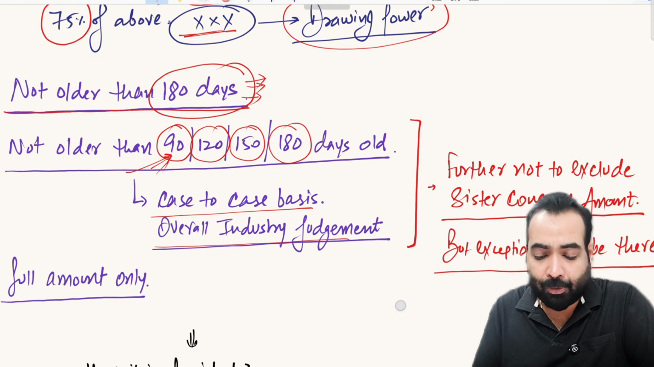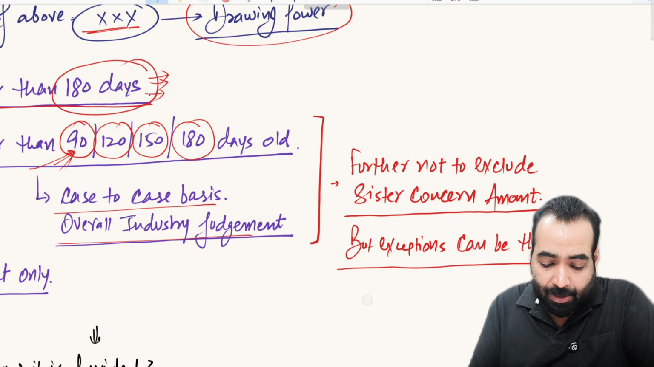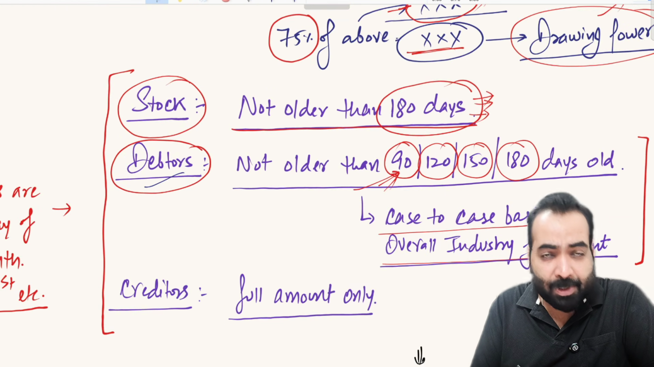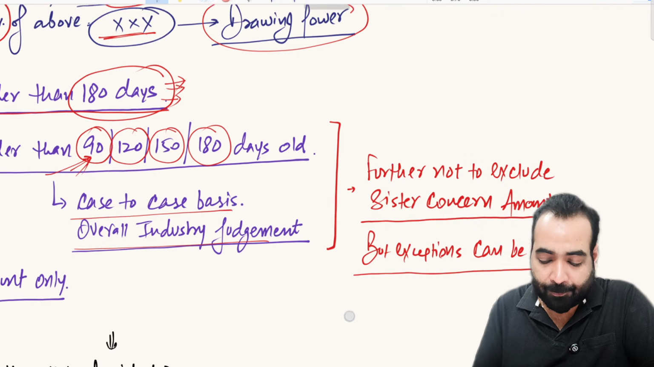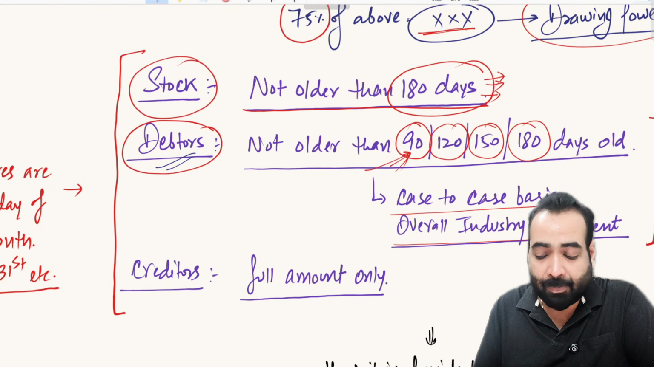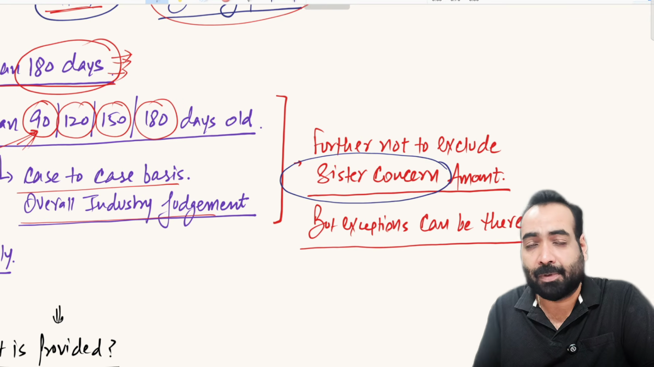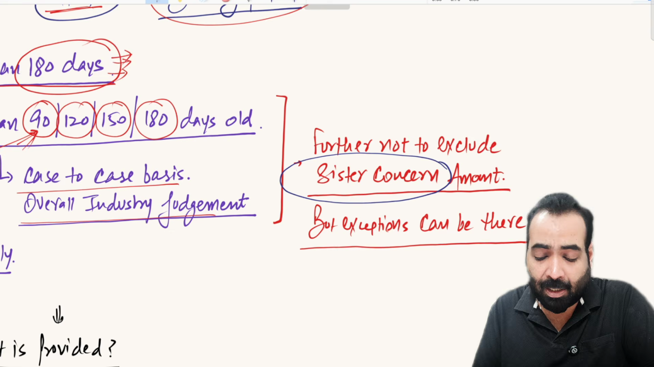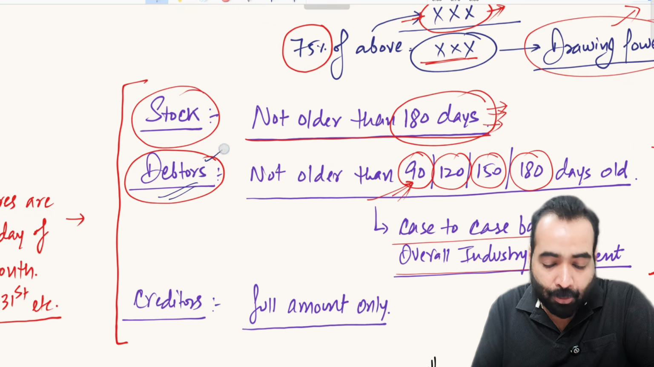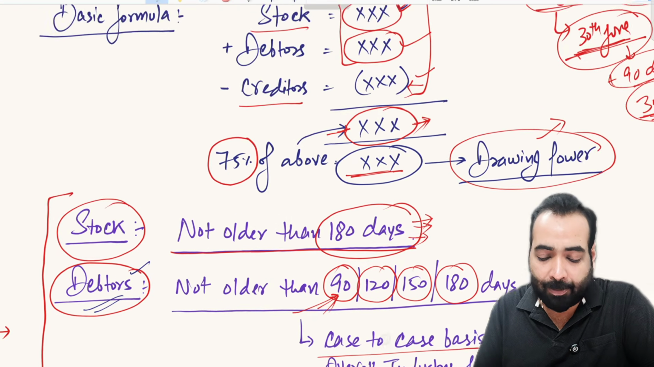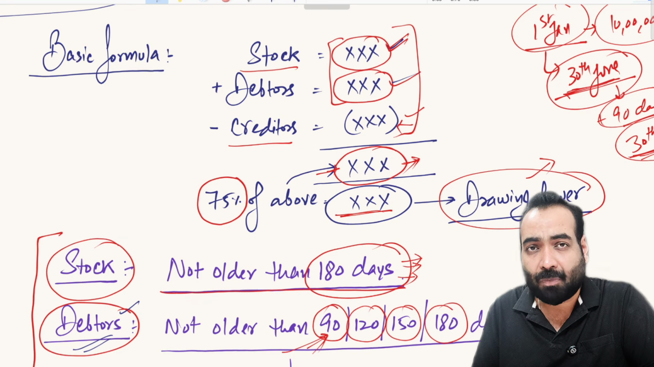One more thing that you need to remember in debtors: the goods that you have sold to the customers and the amount recoverable from them should not include amount recoverable from your group firms. If you have sold goods to your group firms and the amount is recoverable from them, then this amount cannot be included in your debtors to claim the drawing power, right?